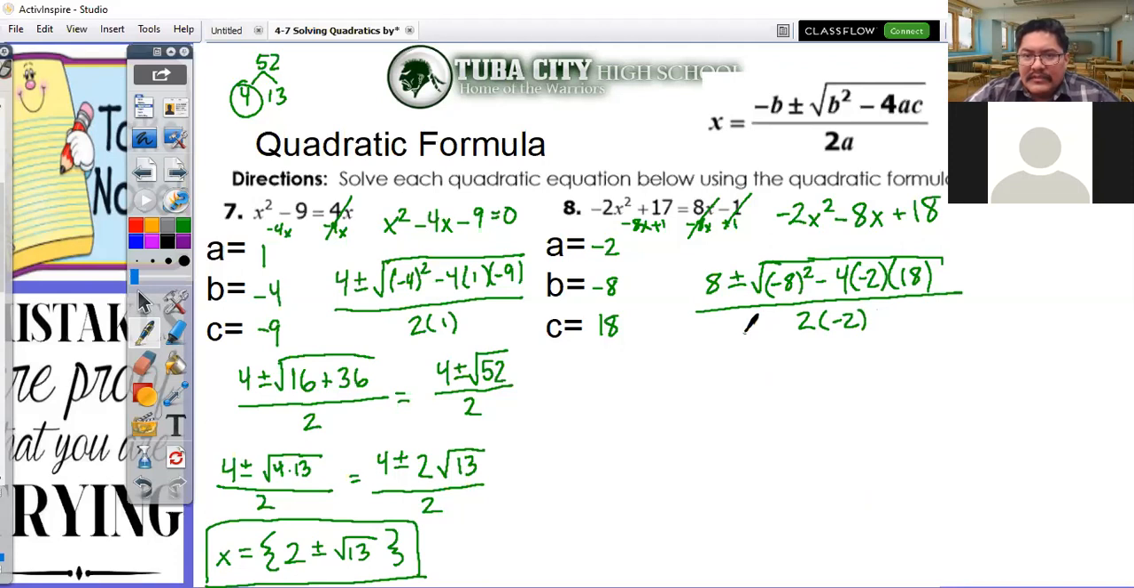Double check to make sure everything's put in the right place. Okay, now let's go ahead and put these all together. So 8 plus and minus square root. And this is going to be 64 plus 4 times, okay, let's see if there's an easier way I could do this. 2 times 18 is 36, and 36 times 4, that's going to be 144.